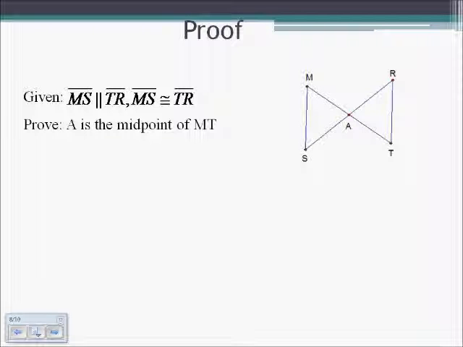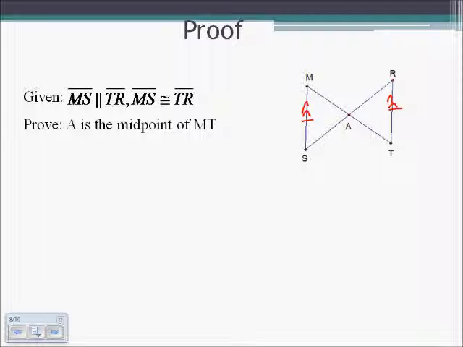Alright, next proof. MS is parallel to TR. MS is congruent to TR. So I have MS congruent to TR and also parallel. It says show that A is the midpoint of MT. Well, what does it mean to be the midpoint? To be the midpoint, it means to divide up equally a line.